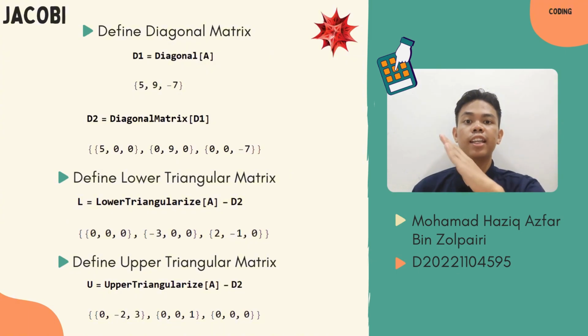Now, we define the diagonal matrix of A. First, we use the Diagonal function to take out the diagonal values of matrix A. We call this result D1. Then we use the DiagonalMatrix function on D1 to create a diagonal matrix where the diagonal has values and all other positions are 0. Next, we define the lower triangular matrix. We do this by using the LowerTriangularize function on A and subtracting the diagonal matrix so that the diagonals become 0. Finally, we repeat the same method for the upper triangular.